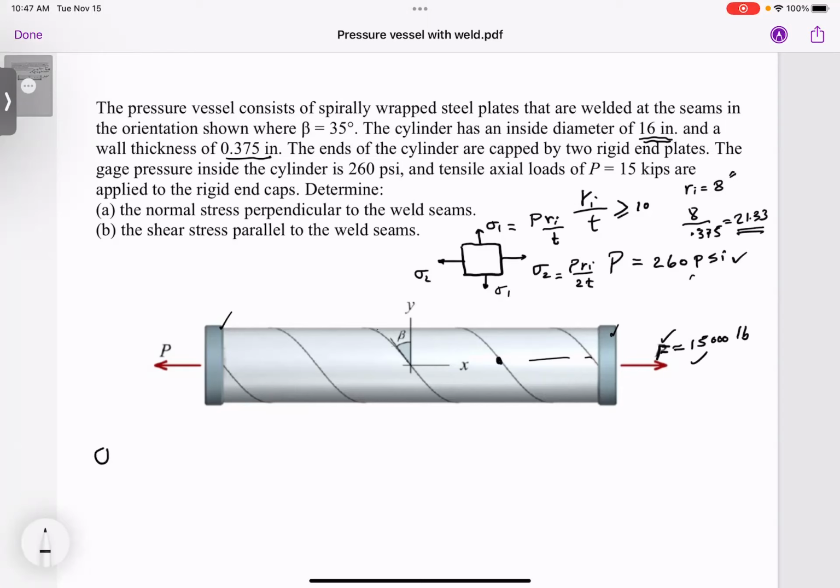So let me go ahead, guys, and do this. Look, guys, sigma 1 is P R_i over t, right? So internal pressure is 260 psi. R_i over t, see this? R_i over t, I've already calculated that. It's 21.33. So you could either put 8 over 0.375, or you already have the ratio. So that becomes 5,546, roughly, psi.